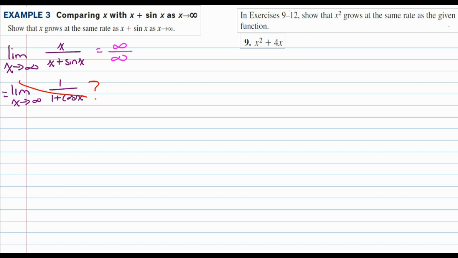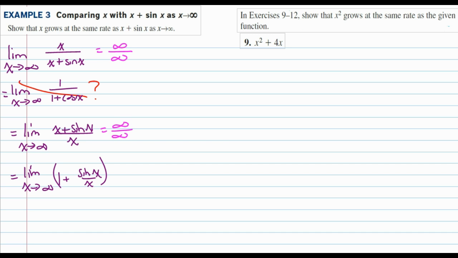So let's start over. Let's instead make x plus sine of x the binomial in the numerator and x in the denominator, and then just simplify a little bit. Yeah, it's infinity over infinity, but watch this. X over x is 1 plus sine of x over x. Don't we know the limit as x approaches infinity of sine of x over x? Yeah, that's 0. So we have 1 plus 0, which is in fact 1.